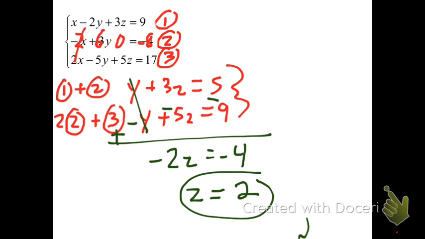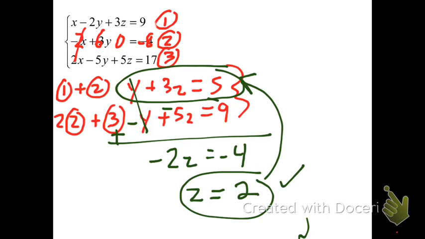And then it's kind of in triangular form now. I have that one equation with one variable. I could take this equation and now replace z with 2, and I get y plus 3 times 2 is 6 equals 5. So I get y is -1.